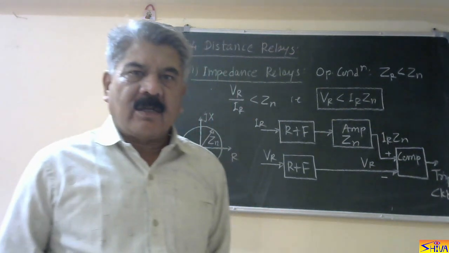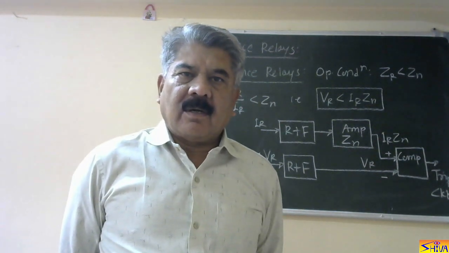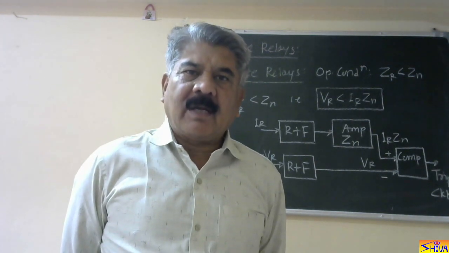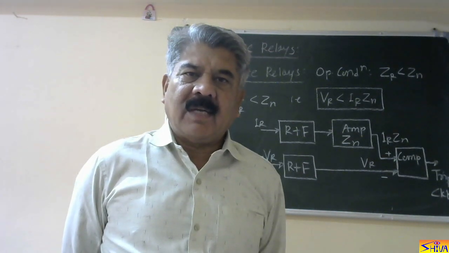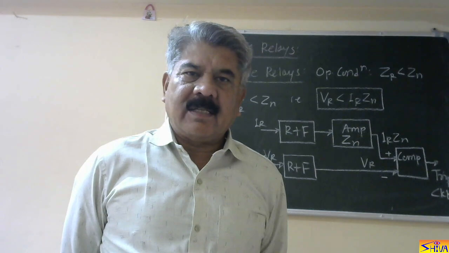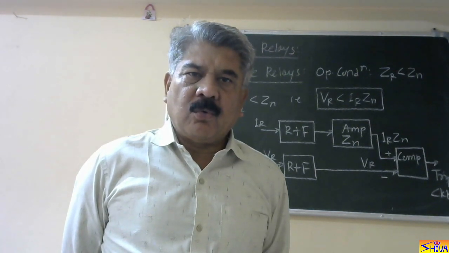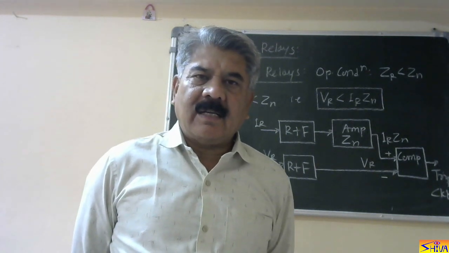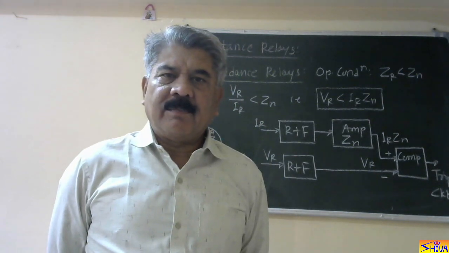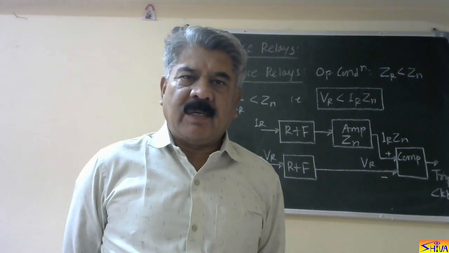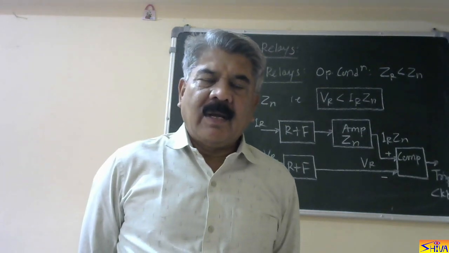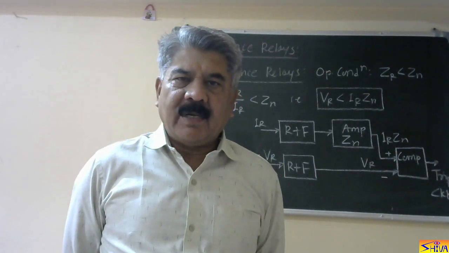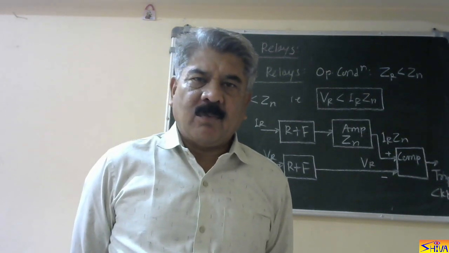Now, the characteristic of impedance relay is drawn in the Rx plane, that is resistance versus reactance plane, by converting three quantities, that is VR, IR and angle between them, that is theta or phi, into two quantities, that is R and X. R is resistance and X is reactance. R is VR upon IR cos of theta and X is VR upon IR sin of theta. Theta is angle between VR and IR. And depending on their characteristic in Rx diagram, the relays are classified as impedance relay, reactance relay and Mho relay.